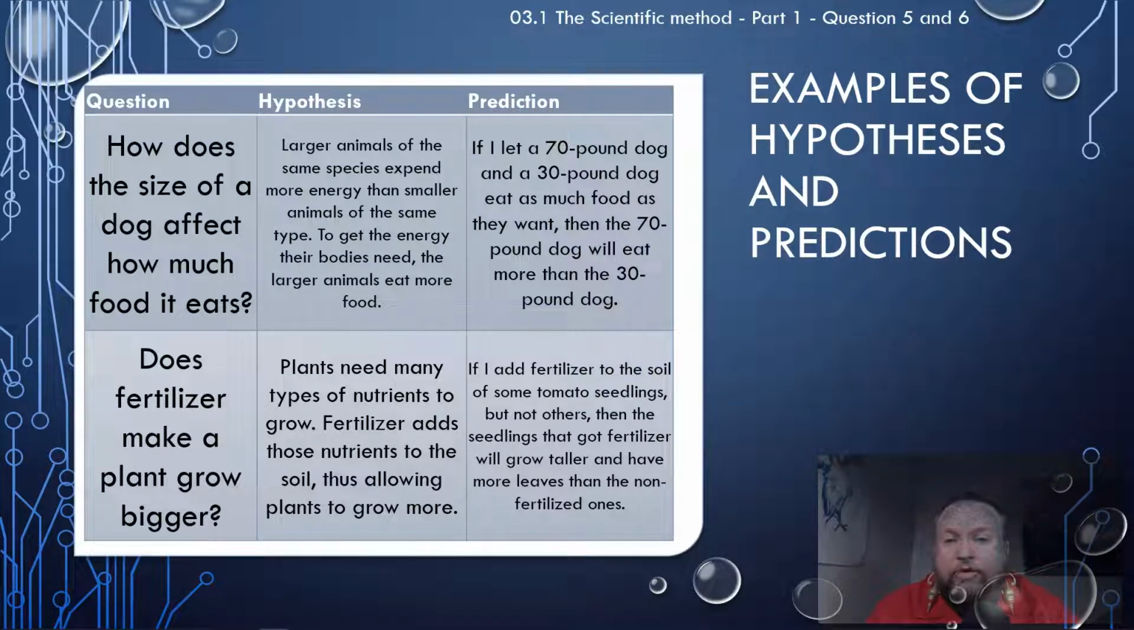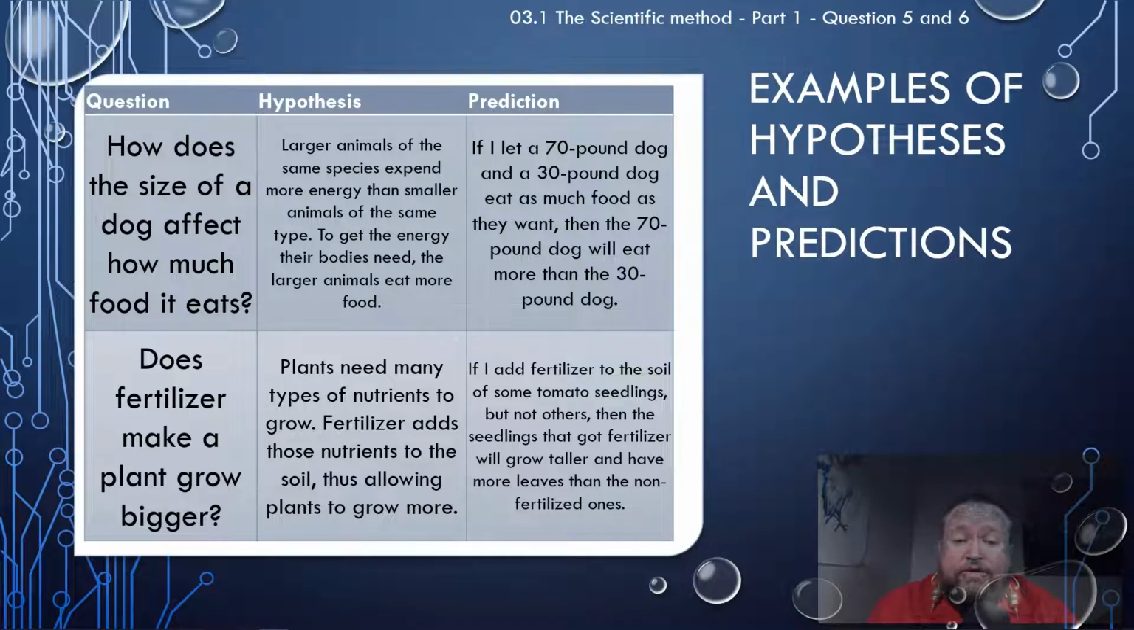And then you come to your actual hypothesis. So in this example, larger animals of the same species expend more energy than smaller animals of the same type. To get the energy their bodies need, the larger animals eat more food. So here you can see more pre-research, and they're being a little more specific. I'm not just saying other dogs, but keeping the species type together, if that could actually have an effect in between, cats, dogs, between families. And this also ties to the energy their bodies need. So by pre-research, larger animals probably need more energy to run that larger body, so they will need to eat more food to run it. Maybe that's the pre-research that they found.